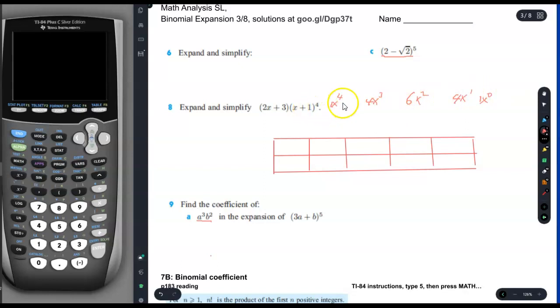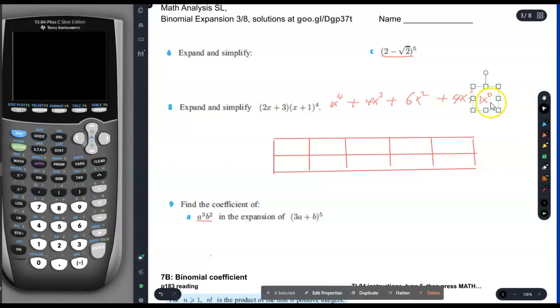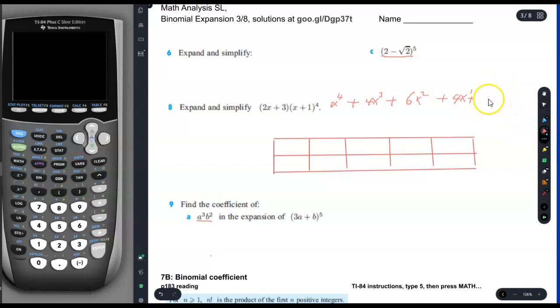So if I put 1 here, it would be 1 to the 0, 1 to the 1, 1 to the 2, 1 to the 3, 1 to the 4. What do those all equal? 1. So I don't even need to write them down, right? Okay, 1 x to the 0 is just 1. So I could maybe get rid of that. Okay. 1x to the fourth is just x to the fourth, right?